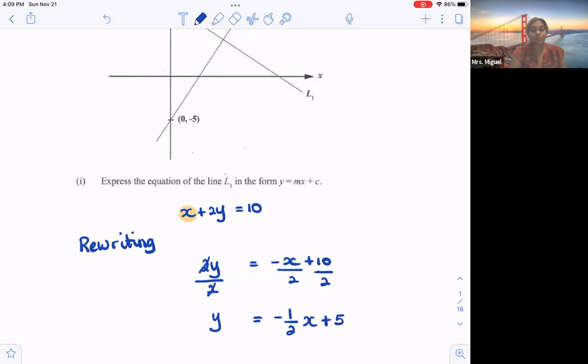Did you all get anything close to that? So the aim and the objective of this question was to make y the subject, by performing the opposite operations.